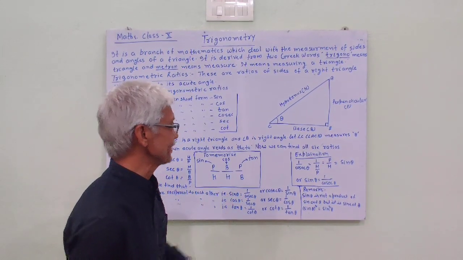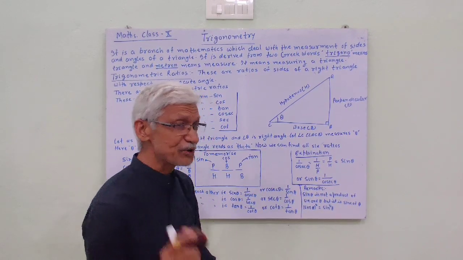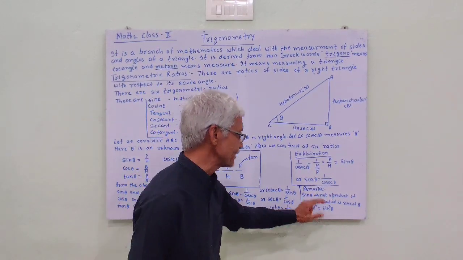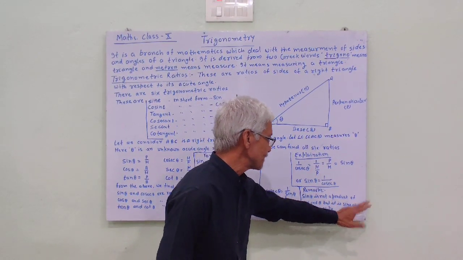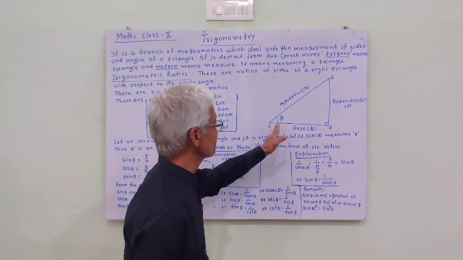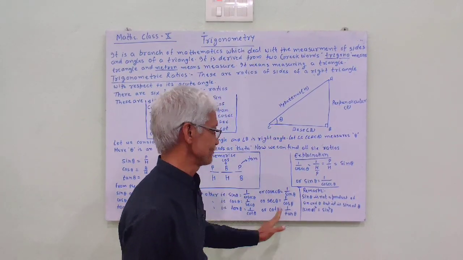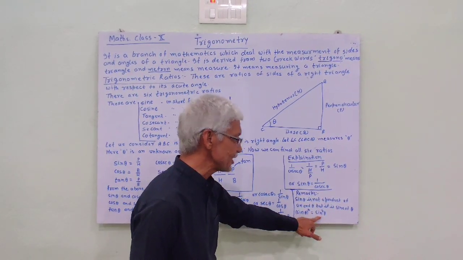One thing I want to say is that sin theta is not the product of sin and theta, but it is the sine of theta. It is the sine of the given angle, and sin theta whole square can be written as sin square theta.